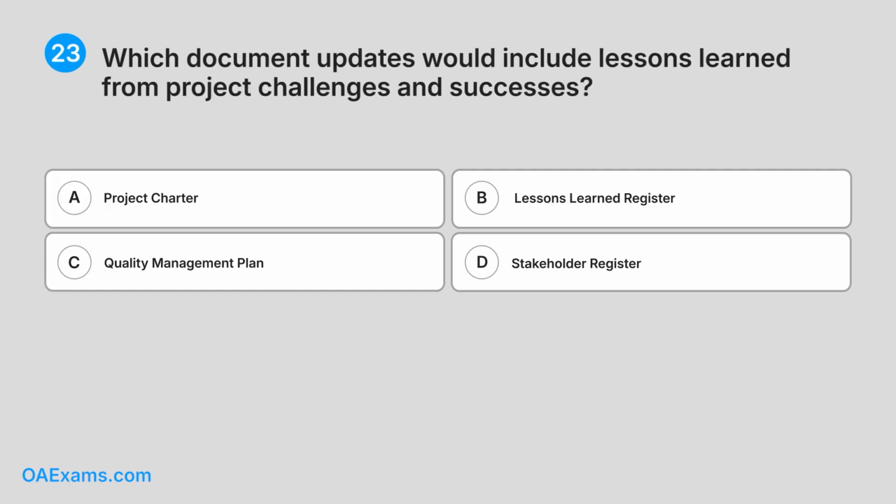23. Which document updates would include lessons learned from project challenges and successes? A. Project charter. B. Lessons learned register. C. Quality management plan. D. Stakeholder register. What do you think is the answer?